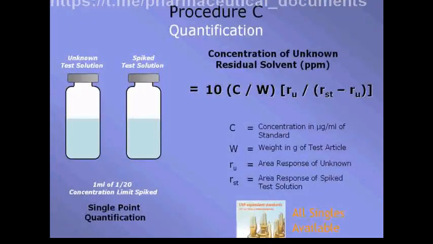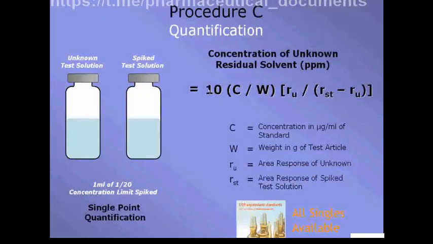So if we get a hit on procedure A, meaning we have an analyte that matches up with both retention time and a greater peak area, we can confirm it with procedure B, the alternately selective column. If we do that, we now need to go into procedure C, which is quantification. So we take a spiked test solution and the unknown solution, and we use a single point standard that's 1 milliliter of 1 to 20 of the concentration limit spiked into the test solution. So that's how we run this procedure.